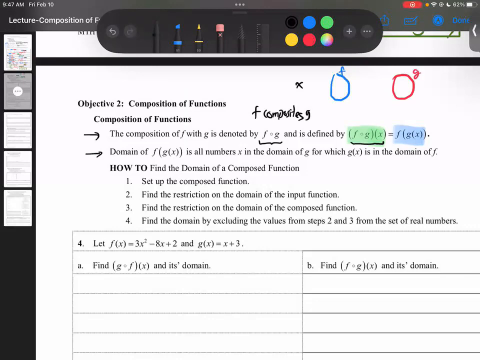I'm gonna have f take an input of x. So I'm gonna put x into f. What does it spit out? It spits out f of x, right? Whatever you put in for the f, it spits out, that's your output. If x is 2, f of 2, x is 3, f of 3, etc. And then once I have f of x, I'm gonna put it into function g.